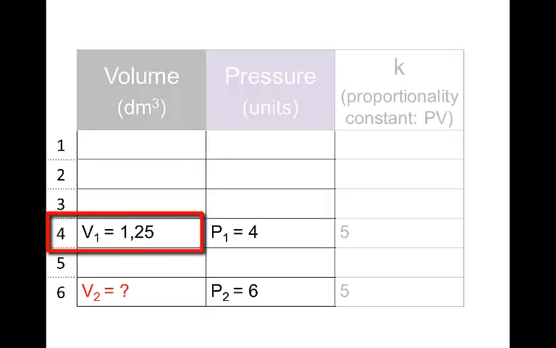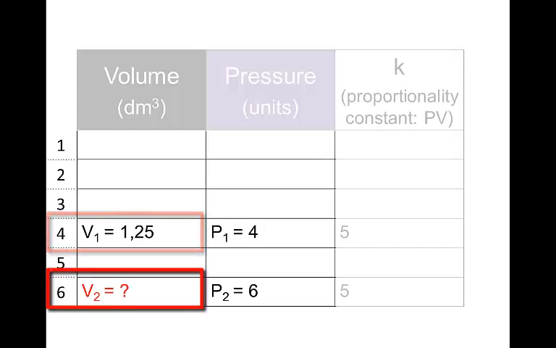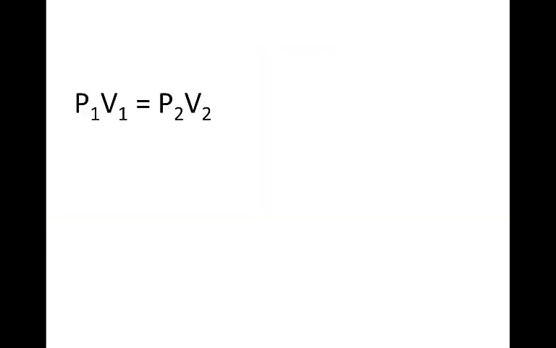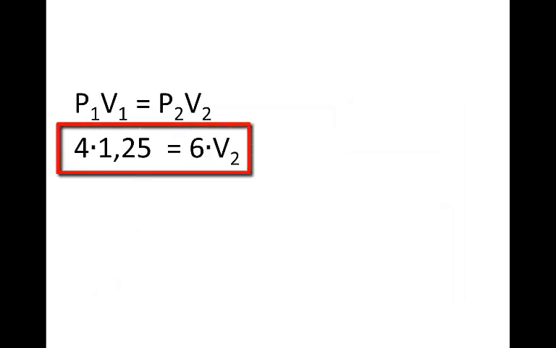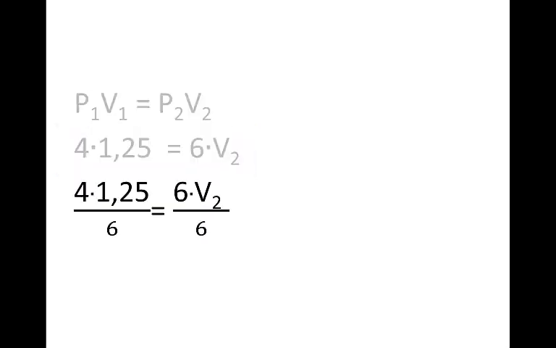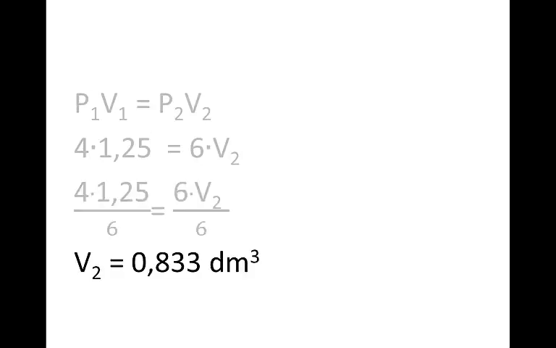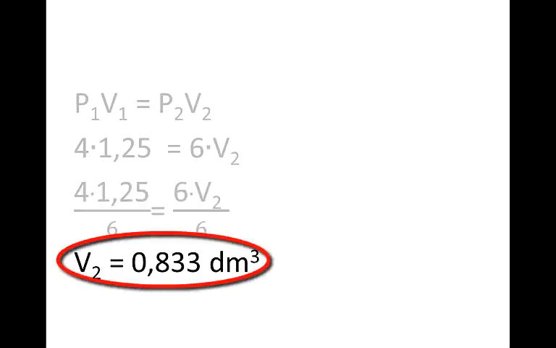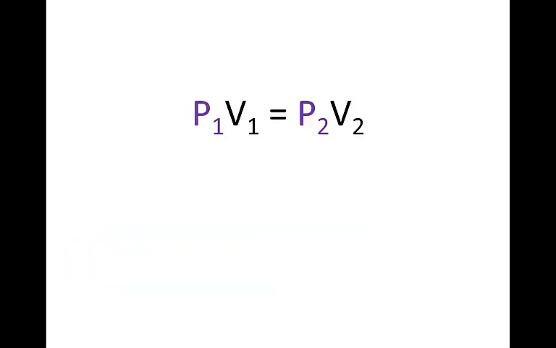So we could call line 4 as V1 and line 6 as V2. So we have P1 V1 equals P2 V2. We substitute the values. 4 times 1,25 equals 6 times V2. Now we need to solve for V2. We make V2 the subject of the equation and we find the answer 0,833. We know that the answer's unit is decimeters cubed because V1's unit was decimeters cubed. In this equation, P1 and P2 have the same unit as one another. V1 and V2 have the same unit as one another.